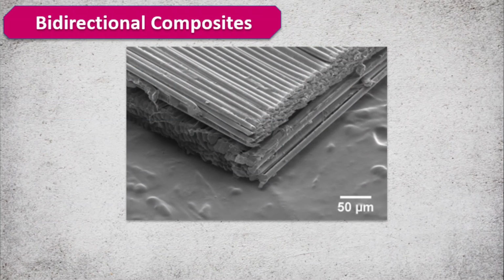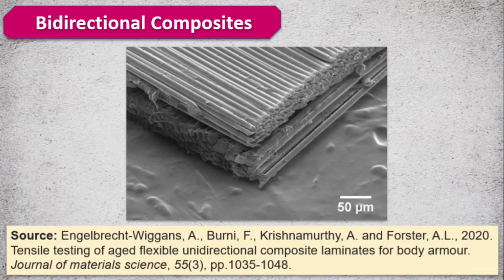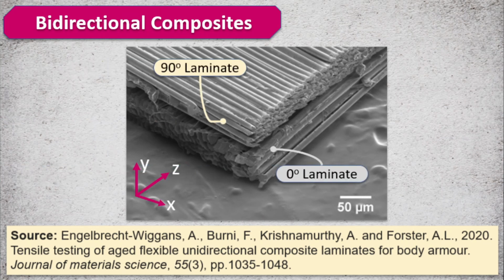So for understanding a little bit about bidirectional composites, I've taken this data from this publication, which is basically showing a micrograph for a bidirectional composite. What we see here is that there is a 0 degree laminate and a 90 degree laminate. This is typically how a bidirectional composite would look under a microscope, and the orientations will always be orthogonal to themselves.